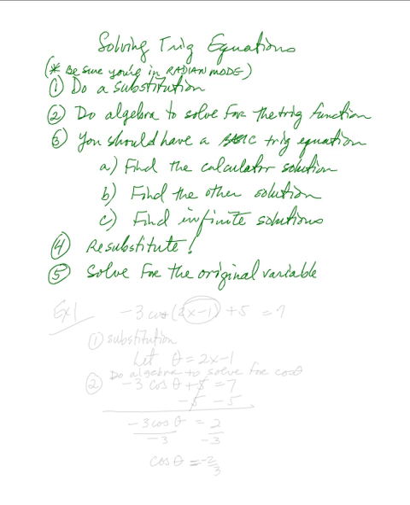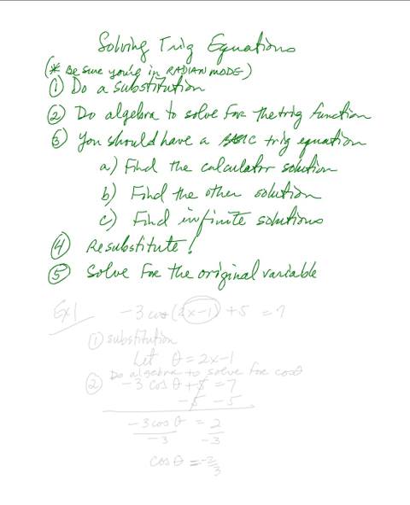First of all, always be in radian mode when you're solving trig equations. You'll see why really in step 4 where you resubstitute. But here's what I do. First I do a substitution, and that's of course only necessary if you have anything other than a simple angle. Then you do the algebra, if there is any, to solve for the trig function. That's to isolate the trig function.